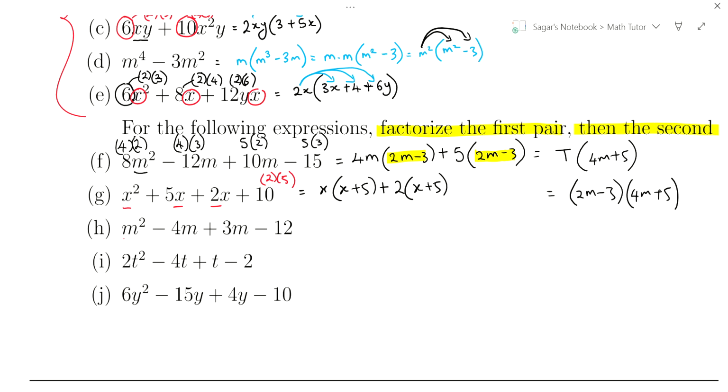I see m is common. And in the next pair I see 3 is common. 12 can be split into 4 and 3. 4 times 3 is 12. So let's factor. M, open brackets, m minus 4 plus 3, open brackets, m minus 4. And I can once again factor out m minus 4. That's m minus 4, open brackets, m plus 3. And that's it.